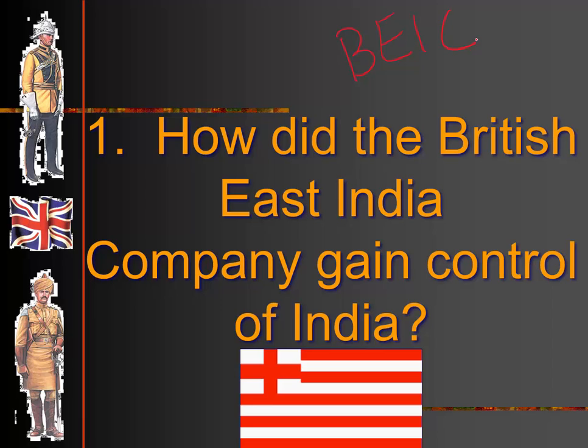But the British East India Company was a joint stock company. And what a joint stock company means is that you have a bunch of people that own shares, stock in the company itself, and they pool their money together, and they use that money to be able to make large investments. So what was going on in India during this time period, when we're talking about the British taking over India, we're talking about the 1700s, the 18th century.